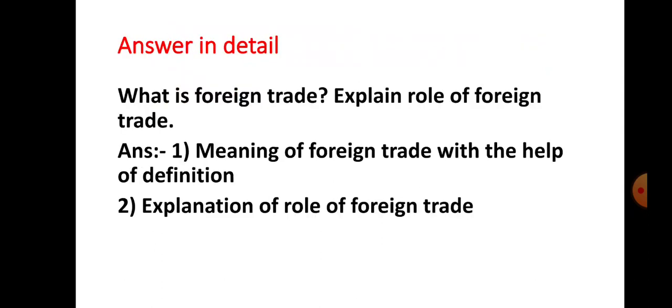Let us see the essay type question here. This is an 8 marks question. What kind of question is possible related to this chapter? What is foreign trade? And explain the role of foreign trade. How to write down the answer? Number 1, the meaning of foreign trade with the help of definition that you have to explain. But before writing the meaning of foreign trade with the help of definition, you have to write the introduction about foreign trade. After that you have to write the meaning of foreign trade with the help of definition, and number 2, explanation of the role of foreign trade that you have to explain in detail.